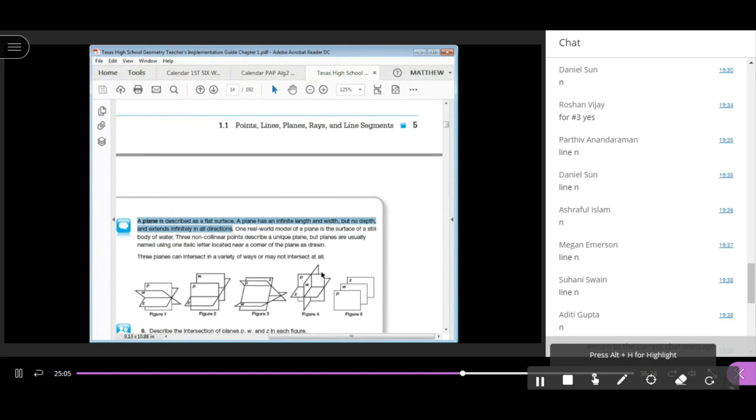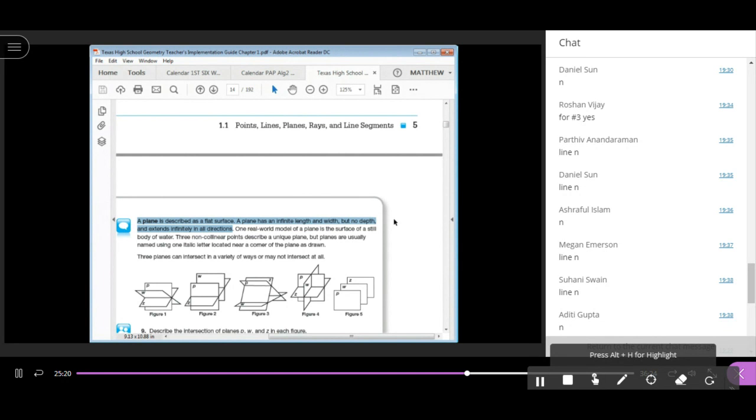And then P, W, and Z. Keep it simple, guys. How do P, W, and Z interact? Keep it simple. They don't. That's it. Done. Let's not say they are parallel, but let's not make any assumptions. We haven't learned parallel just yet.